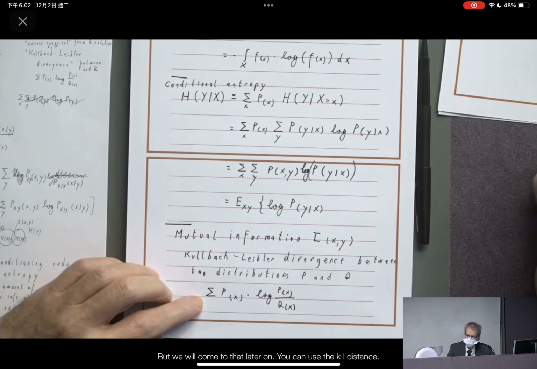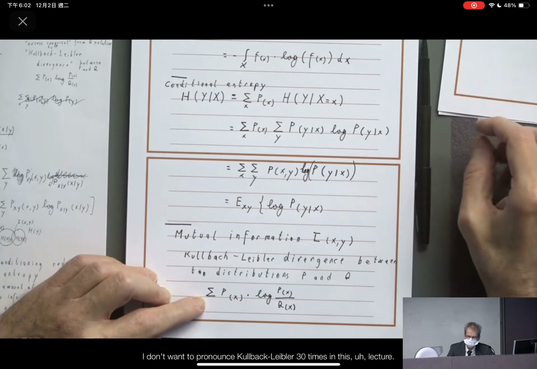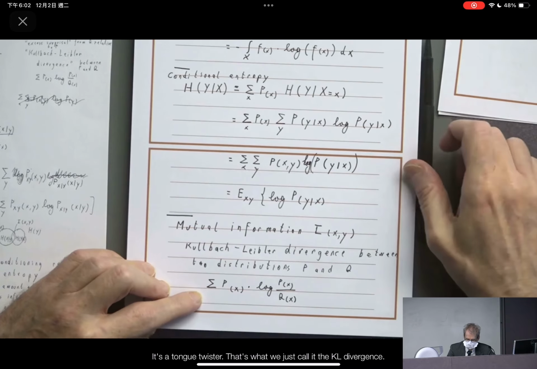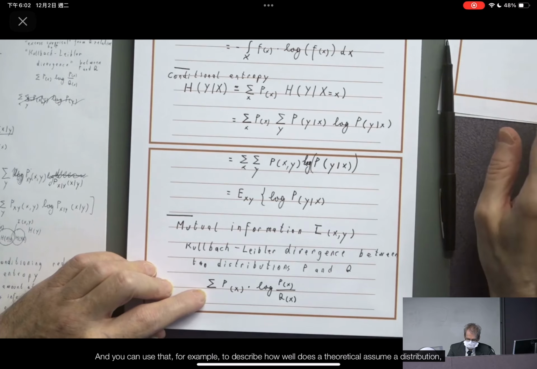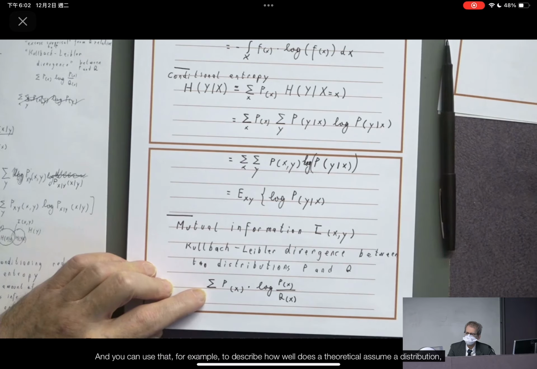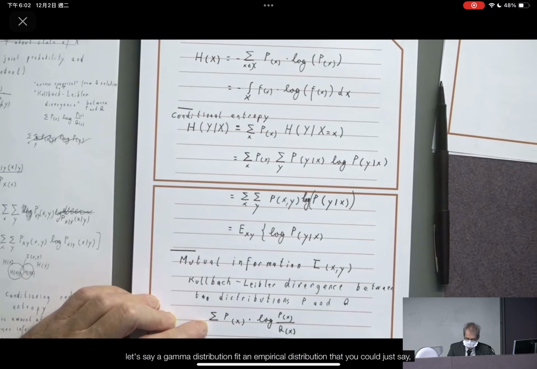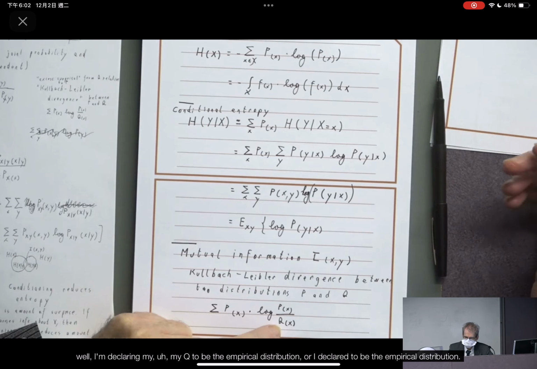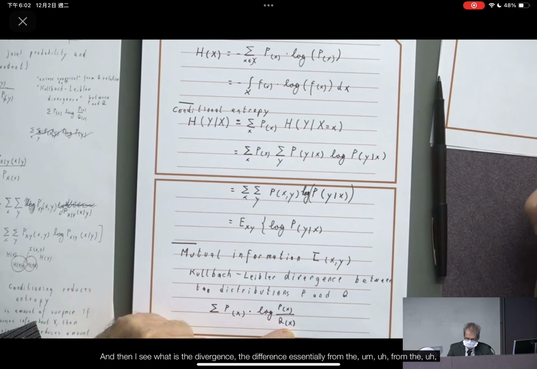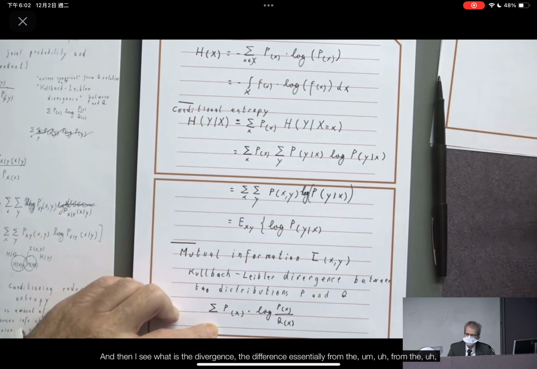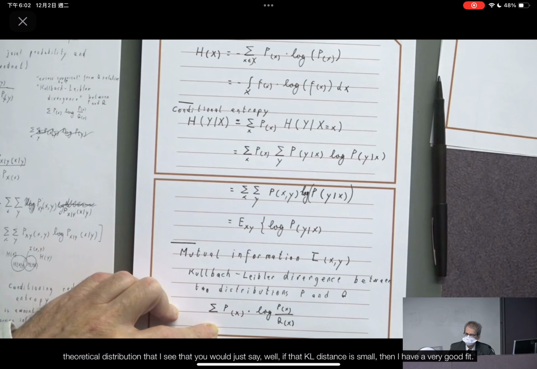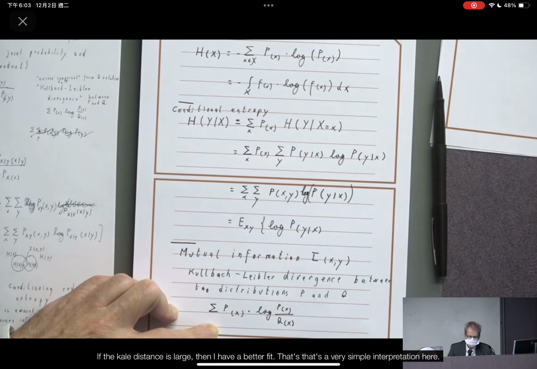You can use the KL distance. I don't want to pronounce Kullback-Leibler 30 times in this lecture. It's a tongue twister, and so we just call it the KL divergence. And you can use that, for example, to describe how well a theoretical assumed distribution, let's say a gamma distribution, fits an empirical distribution. You could just say, I'm declaring my Q to be the empirical distribution, or I declare P to be the empirical distribution, and then I ask what is the divergence, the difference, essentially, from the theoretical distribution that I see. And you would just say, if that KL distance is small, then I have a very good fit. If the KL distance is large, then I have a bad fit. That's a very simple interpretation here.